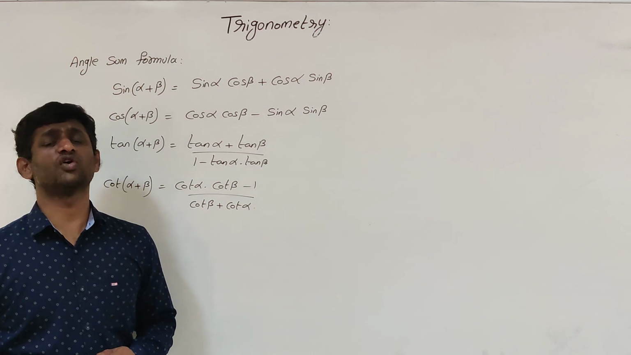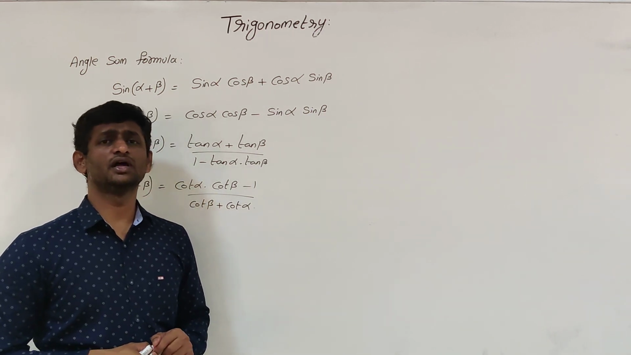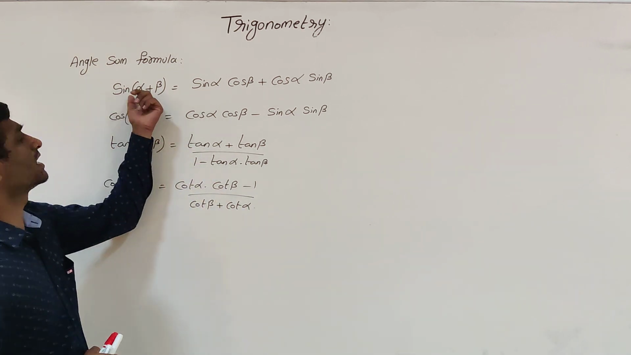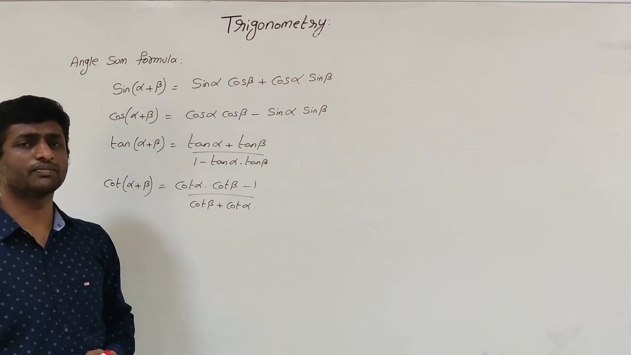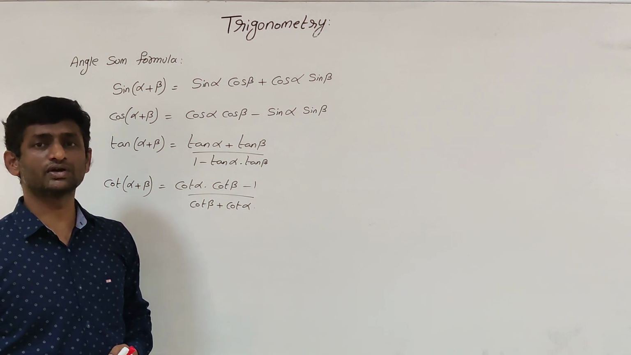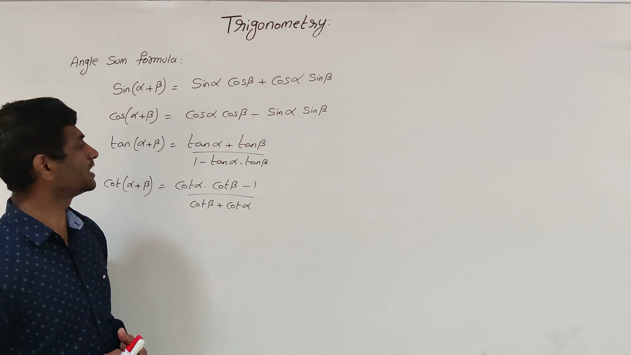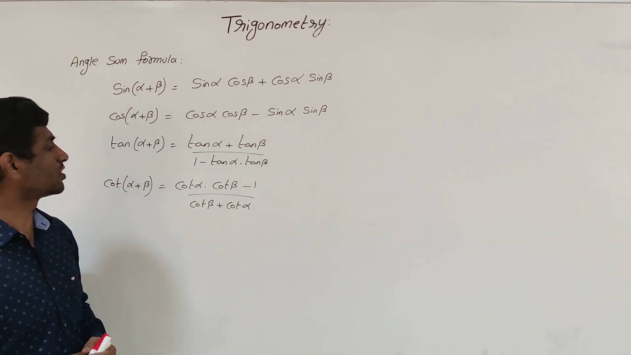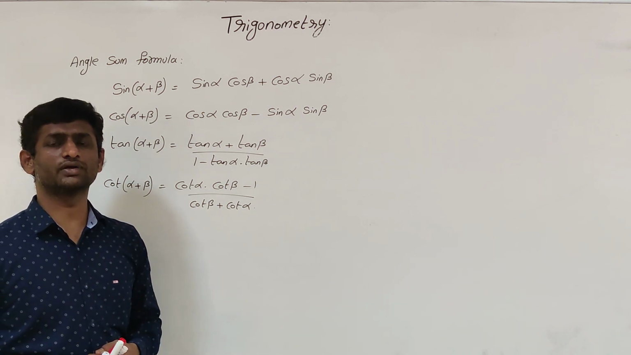Angle sum formulae: alpha, beta are two angles, then alpha plus beta is a different angle. So sin of alpha plus beta is sin alpha cos beta plus cos alpha sin beta. Cos of alpha plus beta is cos alpha cos beta minus sin alpha sin beta. Tan of alpha plus beta is tan alpha plus tan beta by 1 minus tan alpha tan beta. And cot of alpha plus beta is cot alpha cot beta minus 1 by cot beta plus cot alpha.